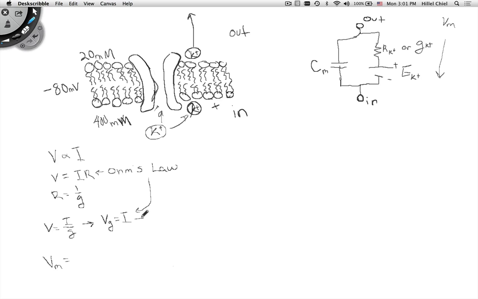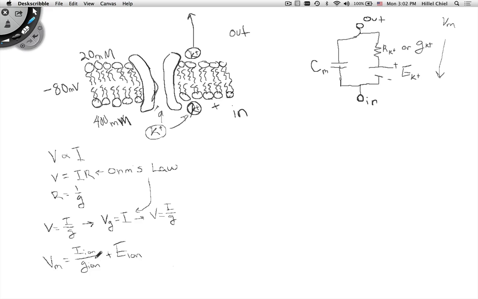Well, first let's put this in terms of V. Yeah, that's right, I over G. So Vm equals I of an ion over G of that ion. Right. Plus, and then we have to add this battery bit, which is E sub ion. Excellent. And now, okay, so this is perfectly good, but we might want to solve for this in terms of current. Okay. Let's do that.